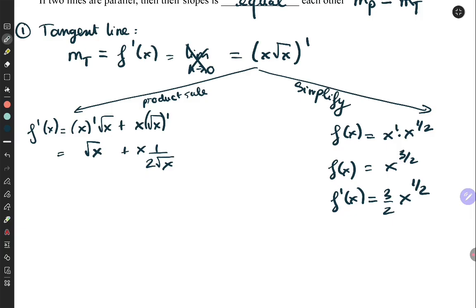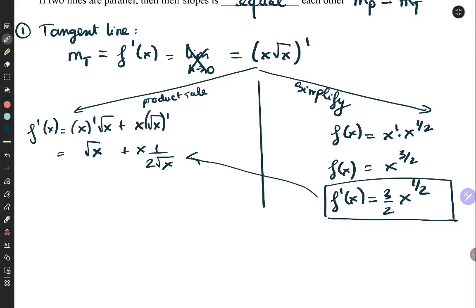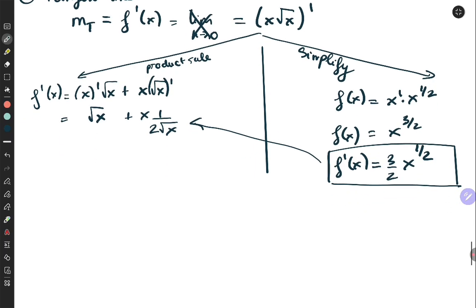So one more time, if you simplify this, you're going to have this. I'm going to move forward with this problem using the one on the right. So I'm going to box this one. They're basically the same, just so you know. Simplify and you're going to get the one on the right, but the one on the right looks cleaner. Okay, so 3 over 2 x to the power 1 over 2. That would be the slope, basically the slope of the tangent line.